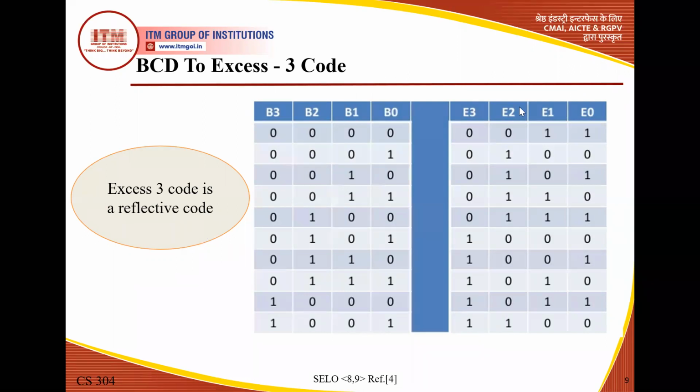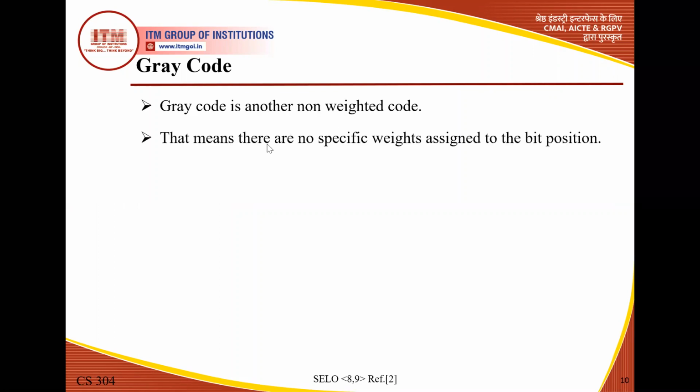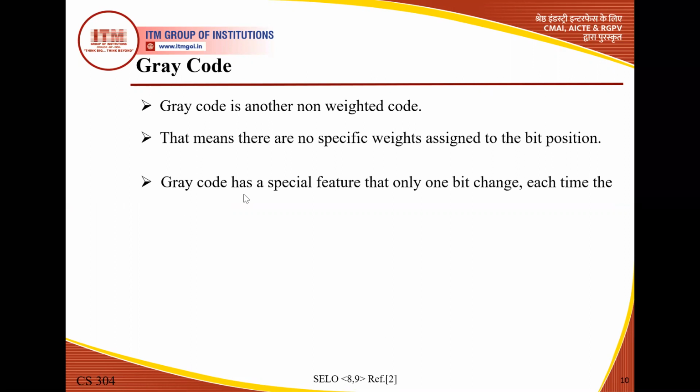Now we move to the gray code. Gray code is another non-weighted code. That means there is no specific weight assigned to the bit positions. Gray code has a special feature that only one bit changes at a time. It is a very important thing. There is only a single bit change. That's why it is known as cyclic code or unit distance code.